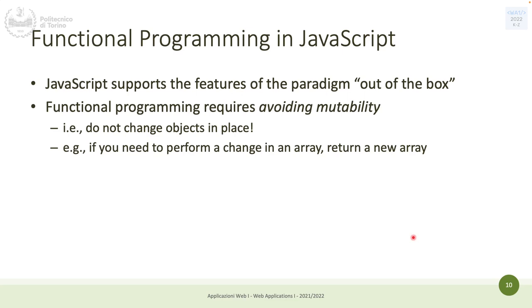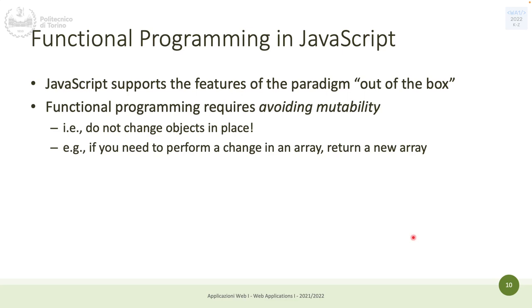And functional programming also requires avoiding mutability. That is one of the changes of perspective that you have to learn, let's say, to use functional programming. That is, do not change objects in place. And so a function shouldn't mutate an object, but should return a new object. So that's why filter returns a new object. It doesn't change the object.